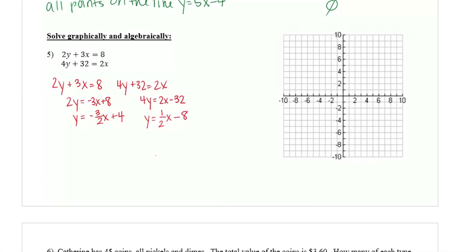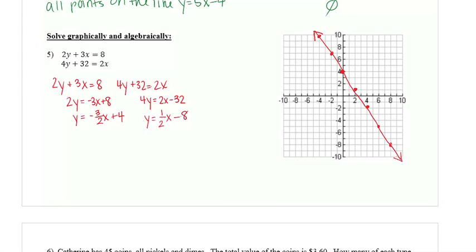Graphing my first one, it has an intercept of 4 and a slope of negative 3 halves, so I'm going to go down 3 and 2 right, down 3 and 2 right, down 3. I try to put as many points as possible on here, especially because when I go to connect my lines, I can't use a ruler on my computer screen, so it's not going to look the best. But the more points I graph, hopefully I will still see where they intersect.